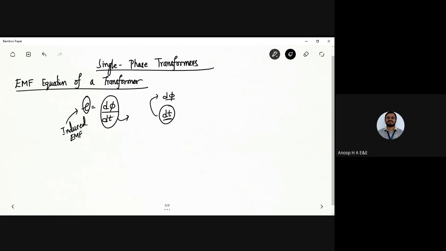We start from the well-known equation, that is E is equal to minus n d phi by dt. So what we will be doing here is taking only a single turn into consideration, and that's where we are going to find out the EMF that is induced. EMF induced in the primary is written as E1, EMF induced in the secondary is written as E2.